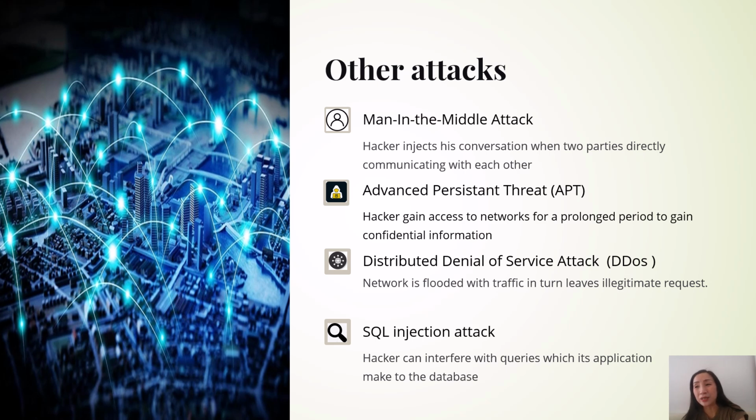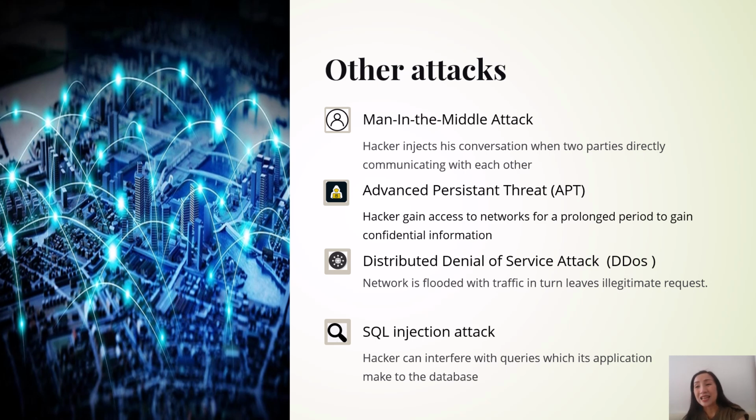A DDoS attack is a malicious attempt to disrupt the normal traffic of a target server, service, or network by overwhelming the target or its surrounding infrastructure with a flood of internet traffic. From a high level, a DDoS attack is like an unexpected traffic jam clogging up the highway, preventing regular traffic from arriving at its destination.